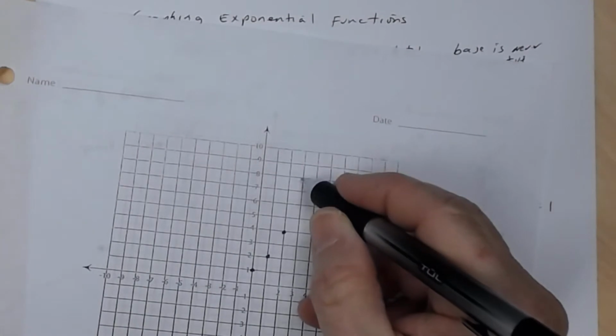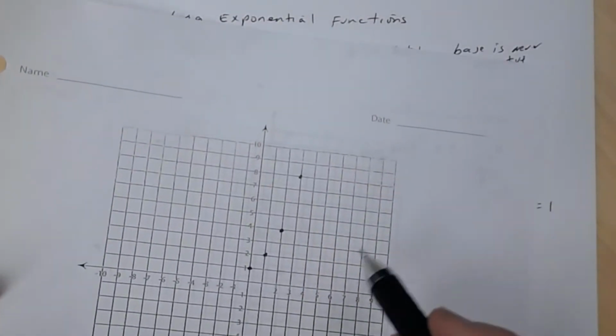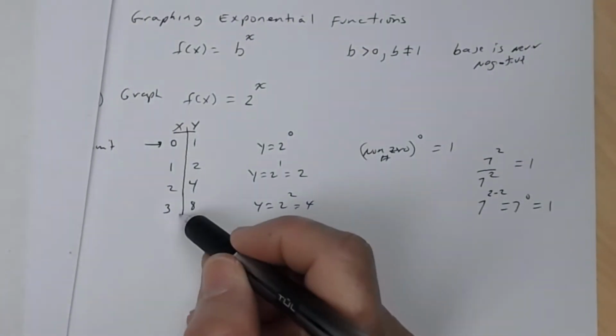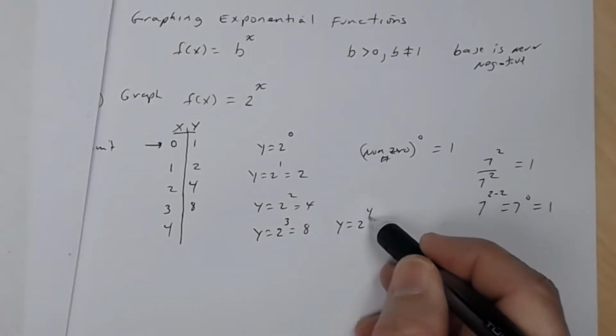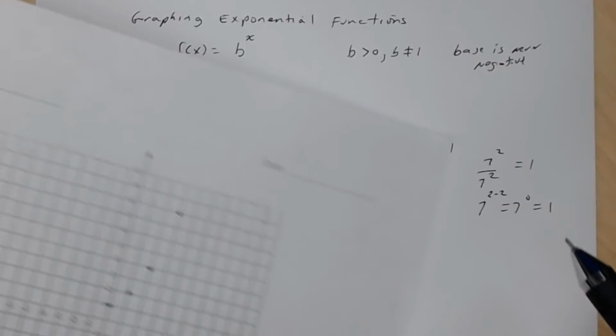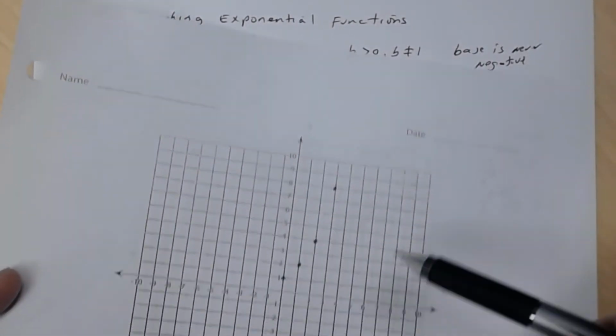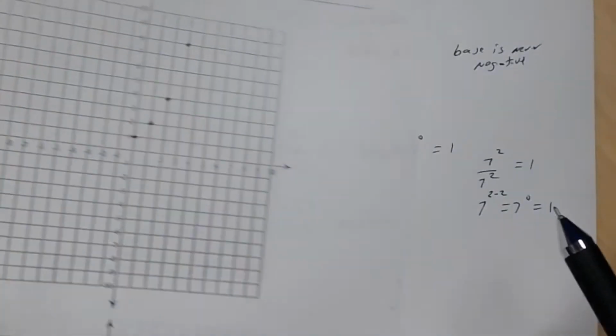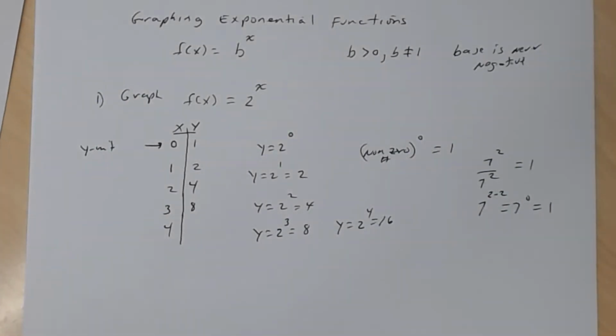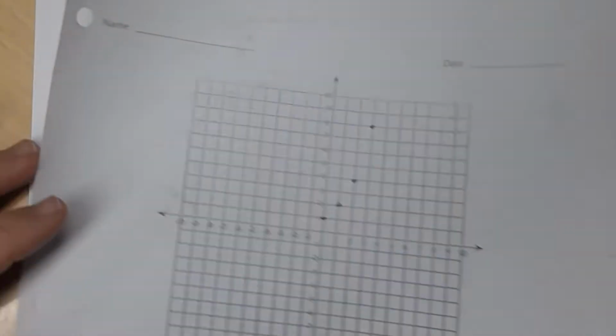I'm going to plot the point 3, 8. Okay, and so I'm not going to do 4 anymore, because if I did do 4, I get y equals 2 to the 4th, which is 16, and it's not in this plane. So I just want to use points that are in here.